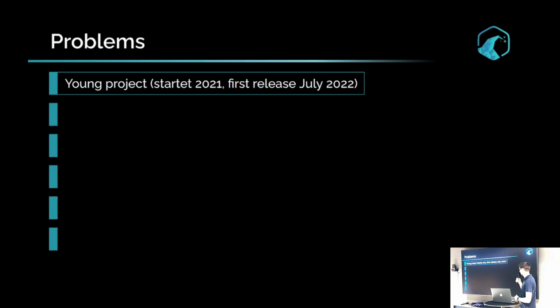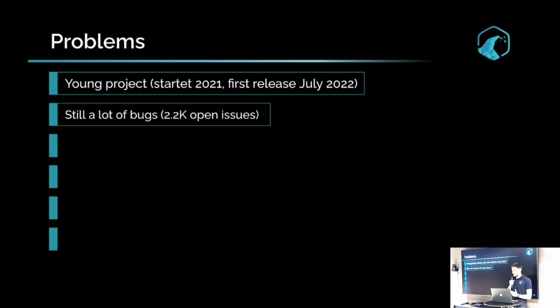What are the problems? It's a very young project. It started in 2021 and the first release was in 2022, and last year in fall there was the first stable release. If you compare it to Node, which was started in 2009, there's a big difference. There are still a lot of open bugs. We have 2.2K open issues. I know it's not just bugs, but 2,000 is a lot.